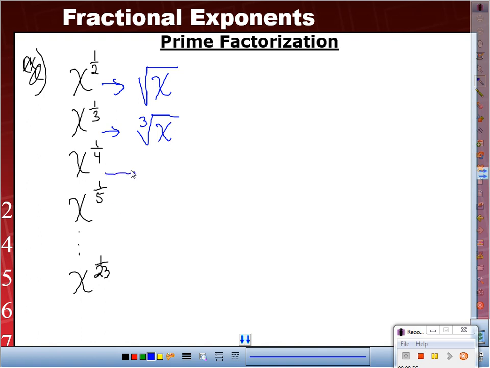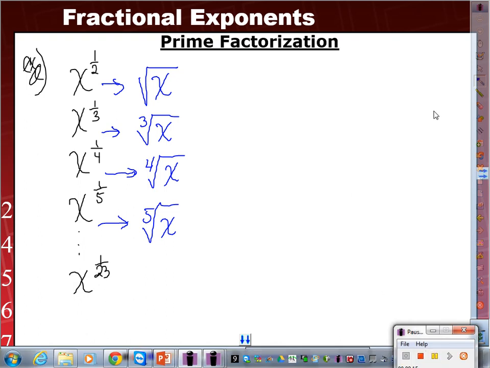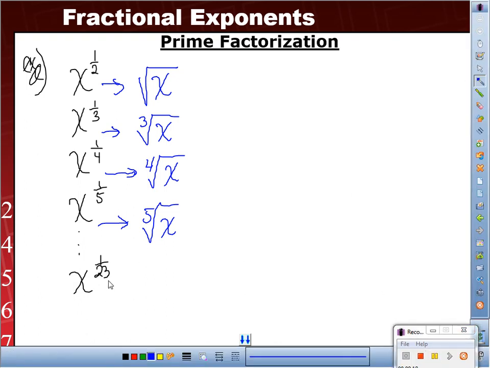Therefore, this one becomes cube root of x. This one becomes 4th root of x. This one becomes, tell your neighbor, 5th root of x. Copy that and do the last one, please. Okay, so for this one, you should have written what? 23rd root of x. Hence, you got that.